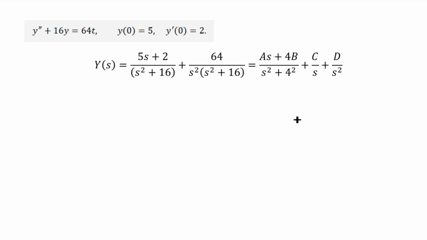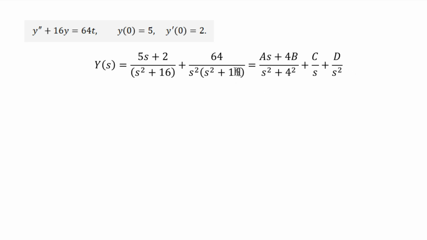Okay, and you also learned in Calculus 2 that if you have something to some power, then you start from the lowest order and then you increase until that power. So if this was s cubed, then you would have c over s, d over s squared plus e over s cubed. Okay? Alright, so this is our partial fraction expansion.